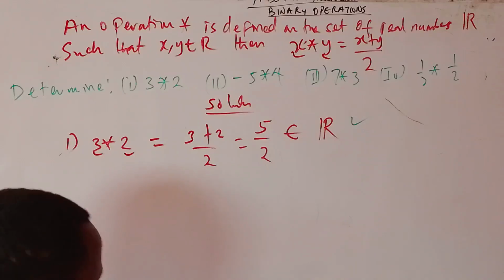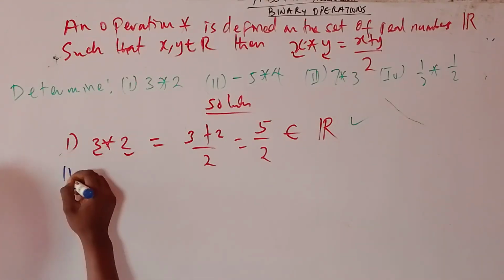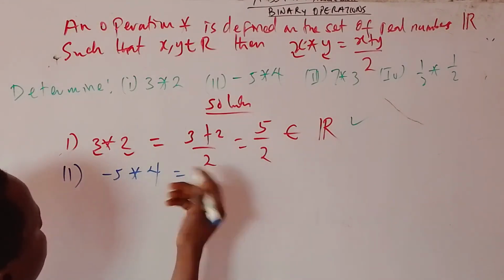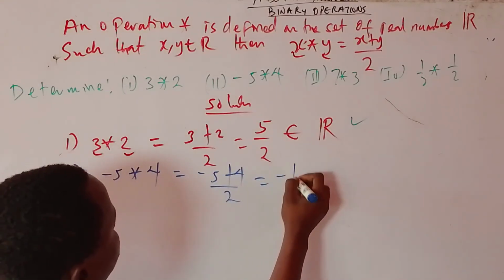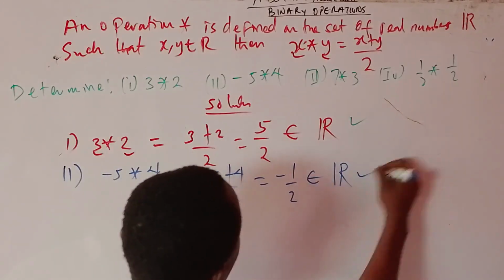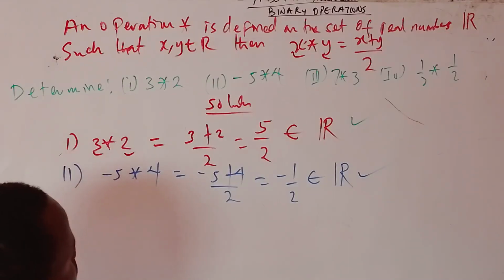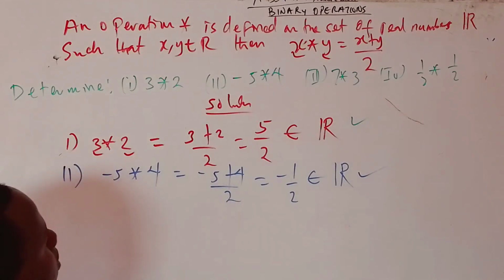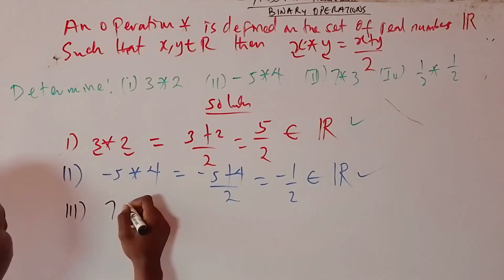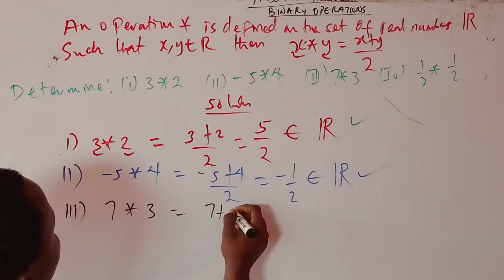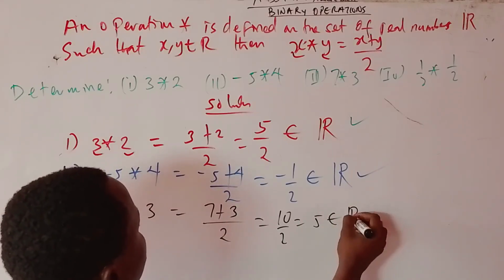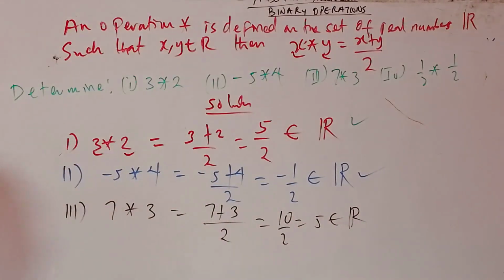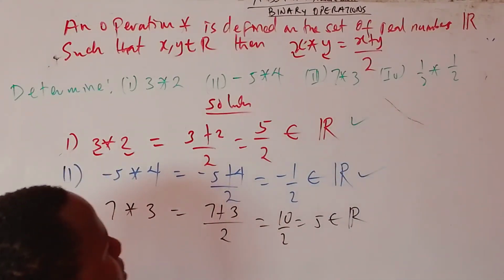Now let's check the second one, negative 5 asterisk 4. This will be negative 5 plus 4 over 2, so this will be negative 1 over 2. And negative 1 over 2 is a real number, so it is closed. Let's check the third one, which is 7 asterisk 3. This will be 7 plus 3 over 2, so this will be 10 over 2, which is 5. And 5 is a real number.